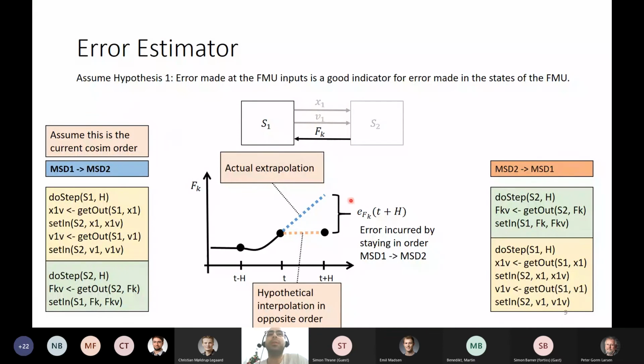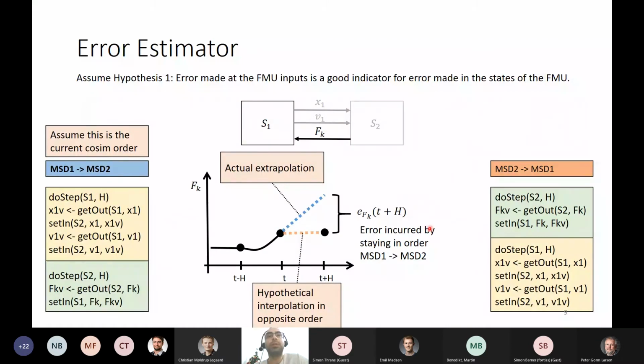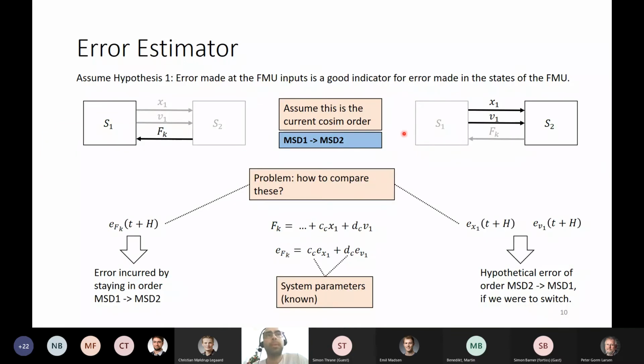So what would be the error that the opposite order is making? In that case, it's easy. We just repeat the same computation, mimicking an extrapolation of S2 for its inputs. Because we know S2 is doing interpolation, that's for sure, but we can simulate an extrapolation for S2 and compare that result. So now we have part of a solution, but also a new problem.